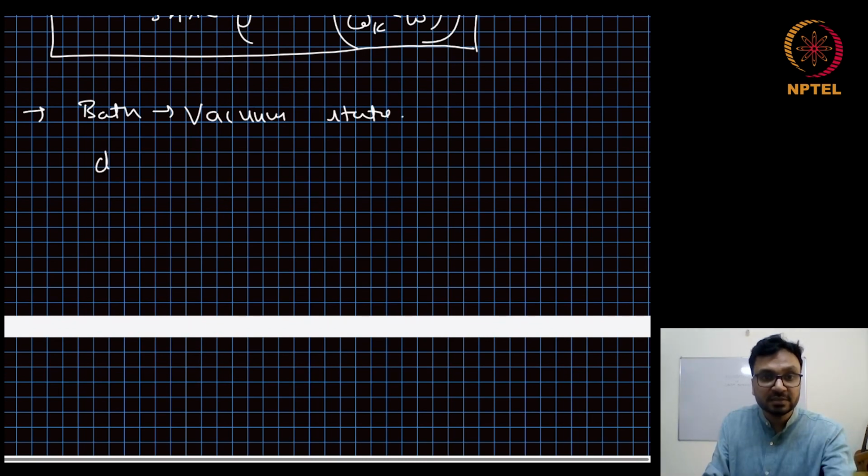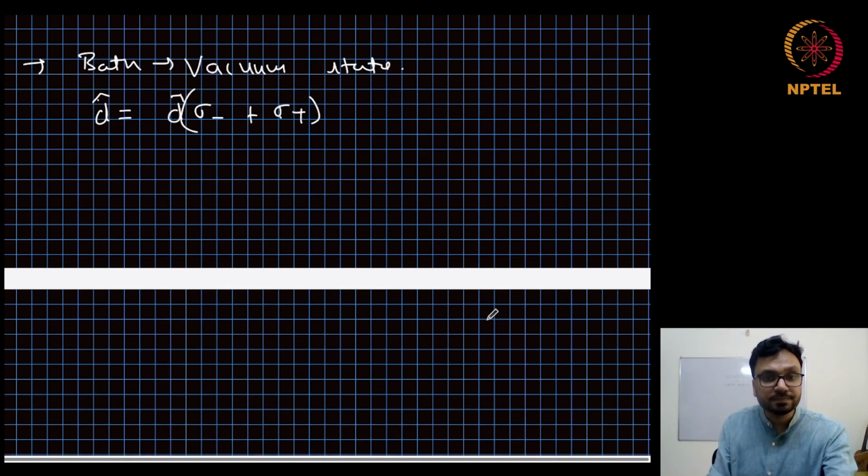So for the case when the bath is in the vacuum state, we saw that the dipole moment operator is d vector, which determines the strength of the dipole moment, times sigma minus plus d vector star sigma plus. For simplicity we will use a real vector, then it becomes d vector times sigma plus plus sigma minus, and our electric field operator is given as a big expression with lambda and k and everything.